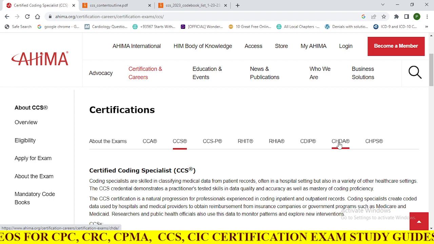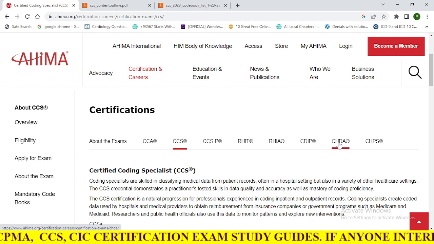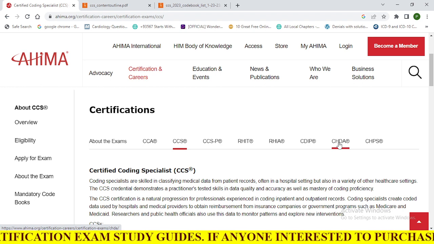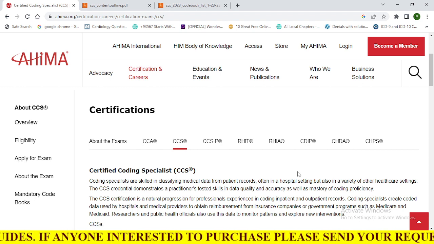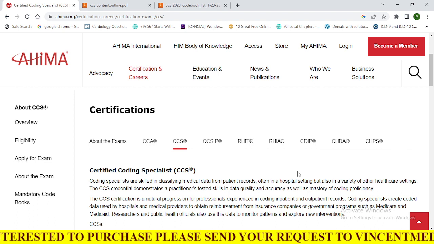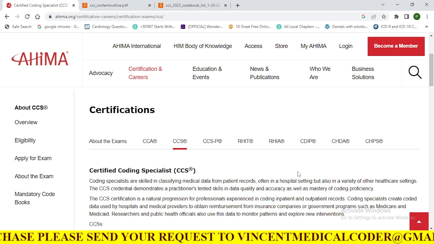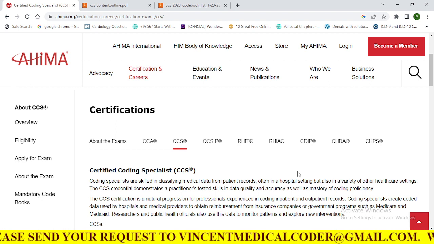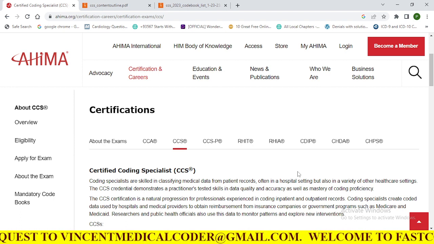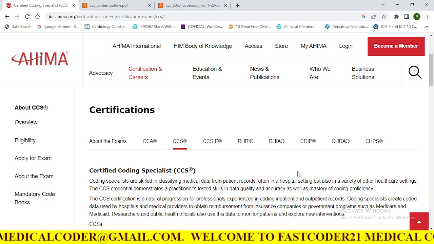So now we are going to learn about CCS certification. Usually we call it Certified Coding Specialist, which is the certification from AHIMA and which is also used for inpatient coders. Coding specialists are skilled in classifying medical data from patient records, often in a hospital setting, but also in a variety of other healthcare settings. The CCS credential demonstrates a practitioner's tested skills in data quality and accuracy as well as mastery of coding proficiency. So if we have CCS certification, it means you might be a master in coding procedures and diagnosis.